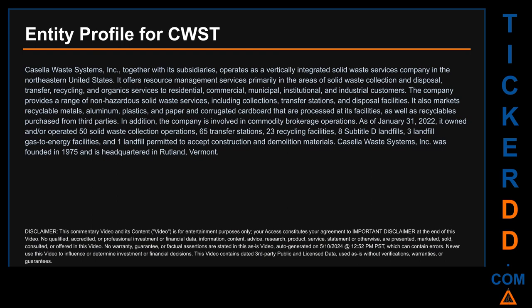As of January 31, 2022, it owned and/or operated 50 solid waste collection operations, 65 transfer stations, 23 recycling facilities, 8 Subtitle D landfills, 3 landfill gas-to-energy facilities, and 1 landfill permitted to accept construction and demolition materials. CWST Systems, Inc. was founded in 1975 and is headquartered in Rutland, Vermont.